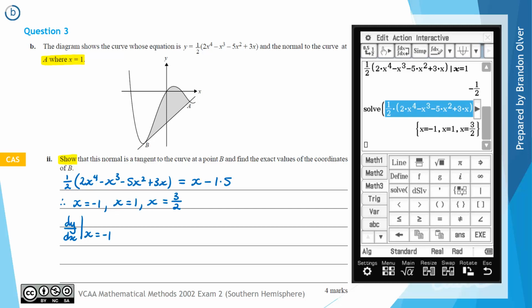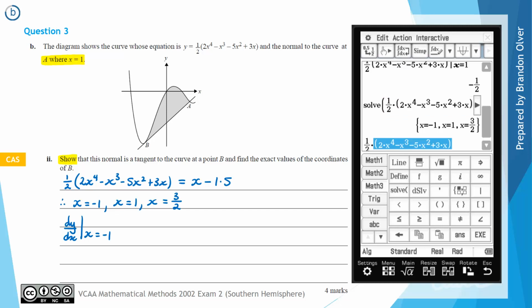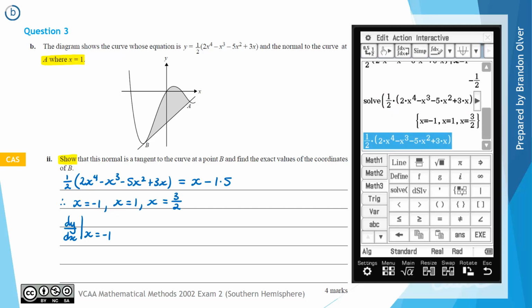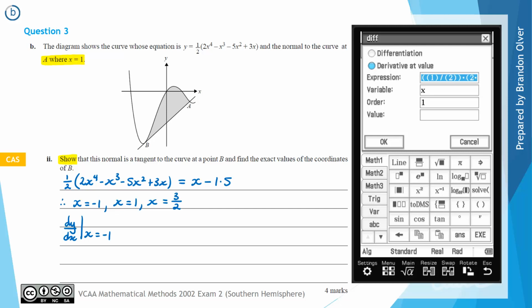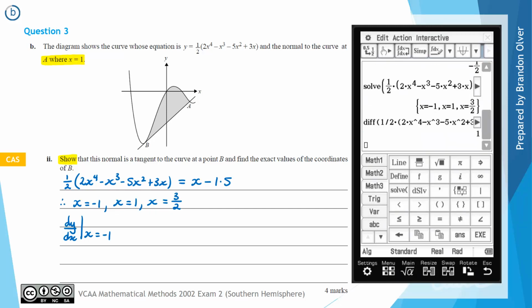Next, we want to calculate the derivative when x is equal to -1. So we highlight the expression for our polynomial, and again we'll go interactive, calculation, diff, and the derivative this time at the value is when x is equal to -1. Hitting OK, and that gives out a gradient or a derivative value of 1 as well. So from the calculator, we found that that is equal to 1. And again, just to keep track of what we've found, that's the gradient of the tangent line when x is equal to -1.